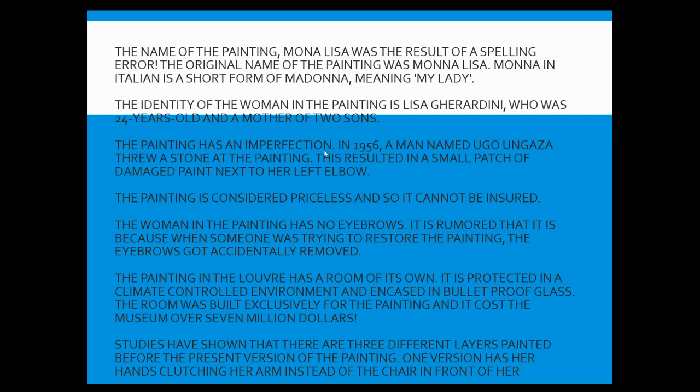And then the painting has an imperfection. In 1956, a man named Hugo Ungaza threw a stone at the painting, which ended up causing a little bit of damage to the left elbow. Then the painting is considered priceless. People always want to know how much it's worth.